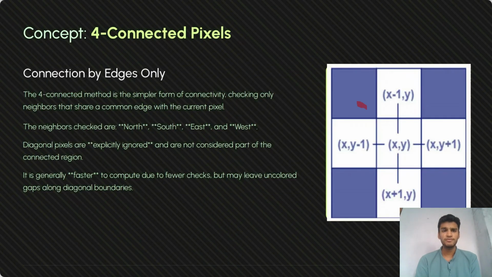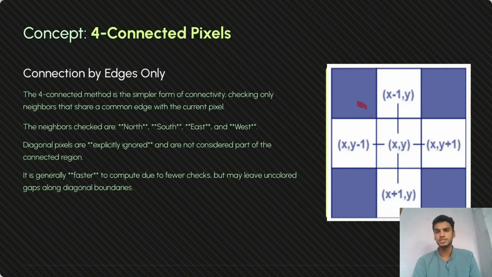One way to implement flood fill algorithm is by 4 connected pixel. The 4 connected method is the simpler form of connectivity, checking only neighbors that share common edges with the current pixel. The neighbors checked are north, south, east and west. Diagonal pixels are explicitly ignored and are not considered part of the connected region. It is generally faster to compute due to fewer checks but may leave uncolored gaps along the diagonal boundaries.